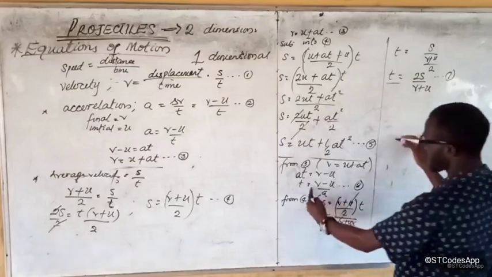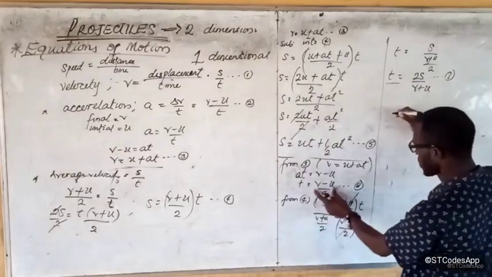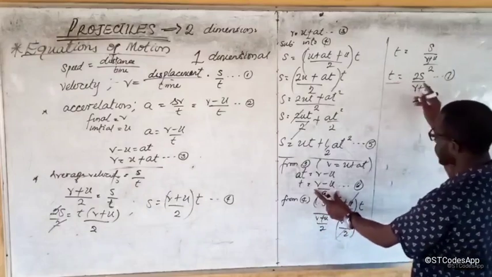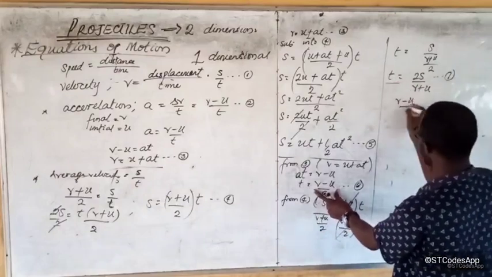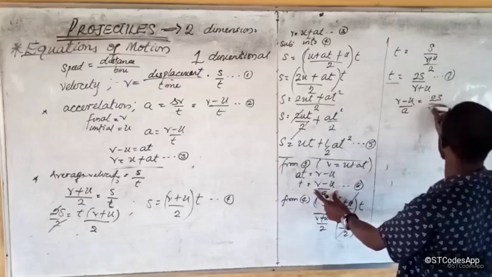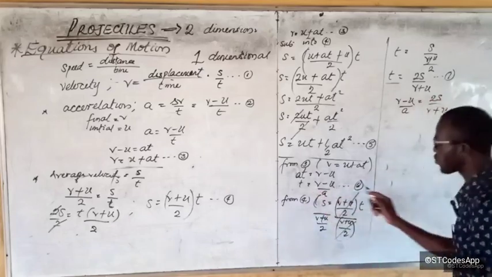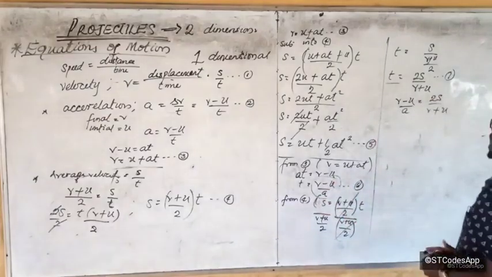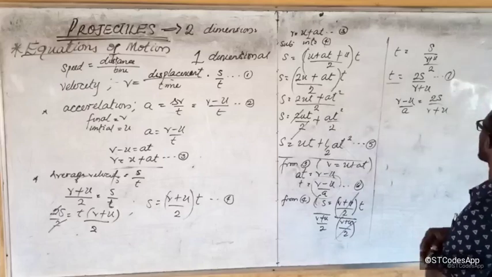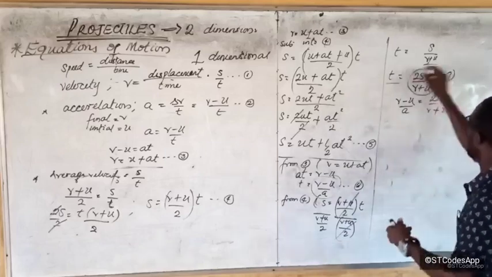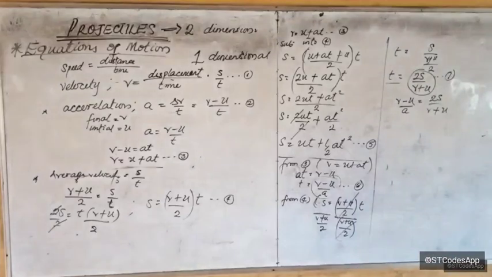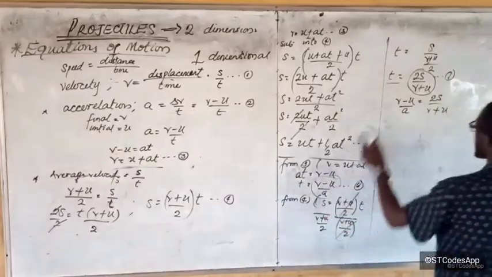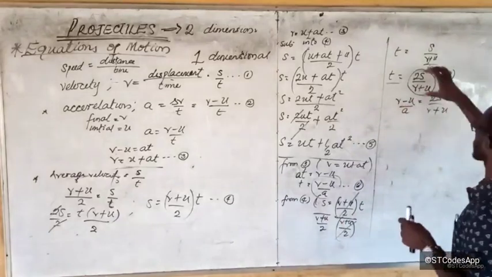So if equation 6 says t is this, and equation 7 says t is also this, definitely v minus u over a is also 2s over v plus u. Very simple. You know, this is our equation 6. It says t is v minus u over a, and equation 7 is saying that t is also 2s over v plus u. Is it showing that for you? Okay. So since t is this and t is this, definitely this must be equal to this.